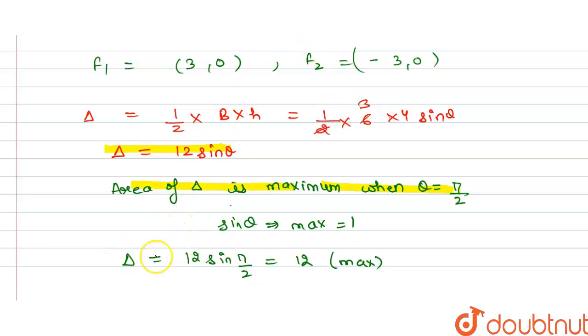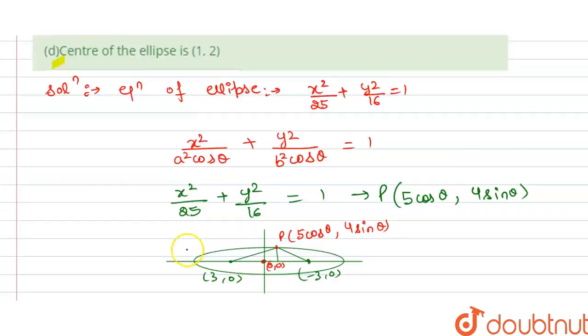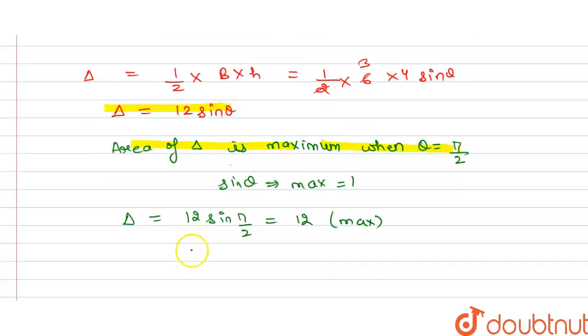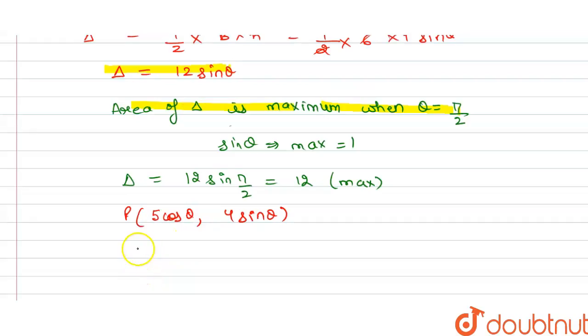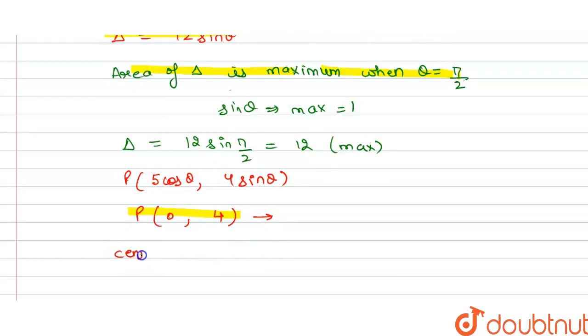And we can write here the coordinates of P. P is 5 cos theta, 4 sin theta. So if theta is pi by 2, cos 90 is 0, so this is 0 and this is 4. So this is the coordinate of P, and the center of the ellipse is 0, 0. So now we check which options are correct here.